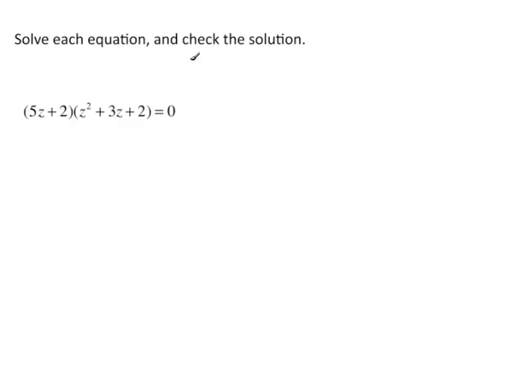Solve each equation and check the solution. So we have a problem here where we have two factors that are being multiplied together and we're getting a zero. So we're going to use the zero factor property to solve this problem.